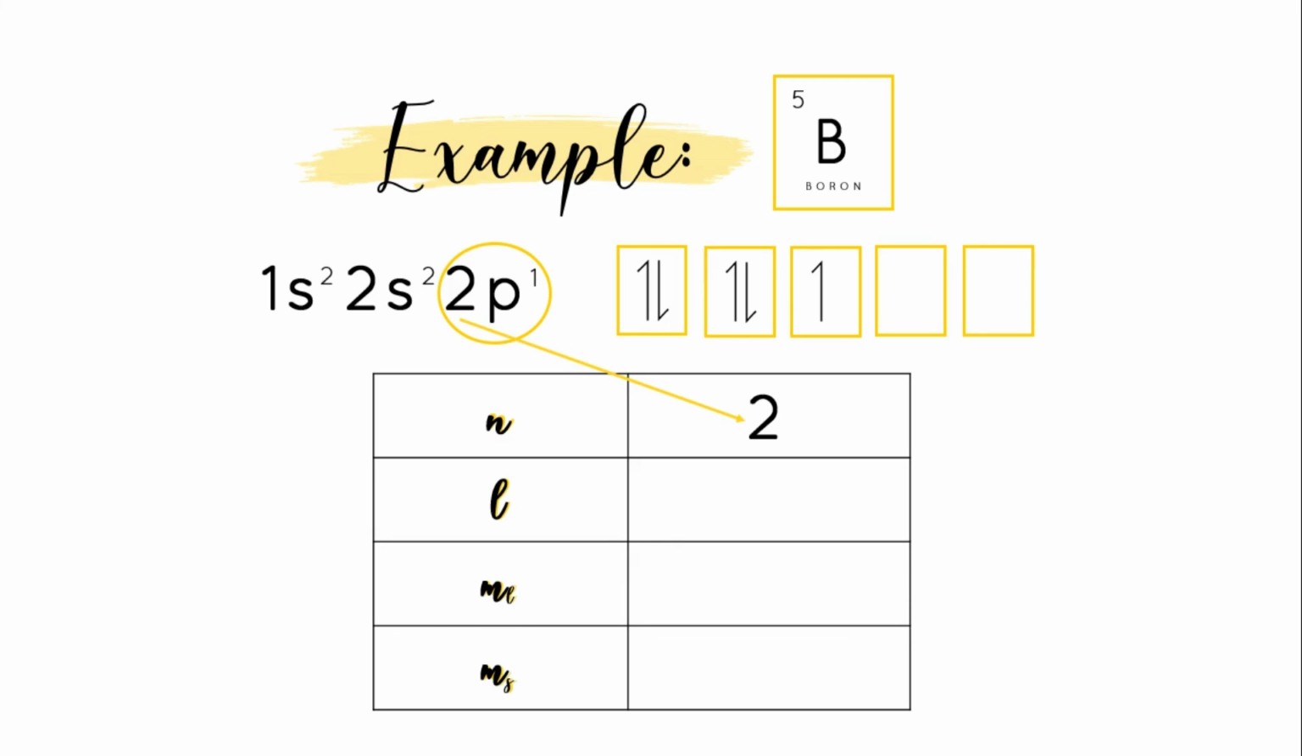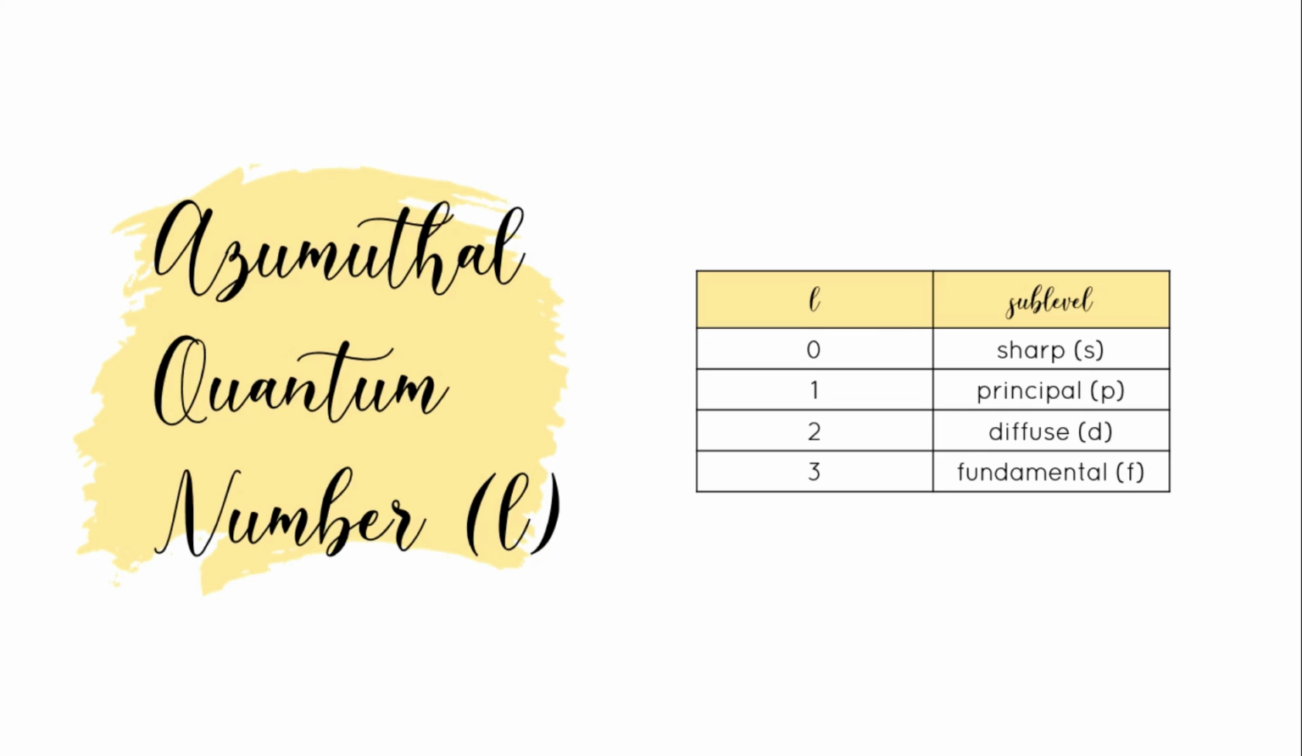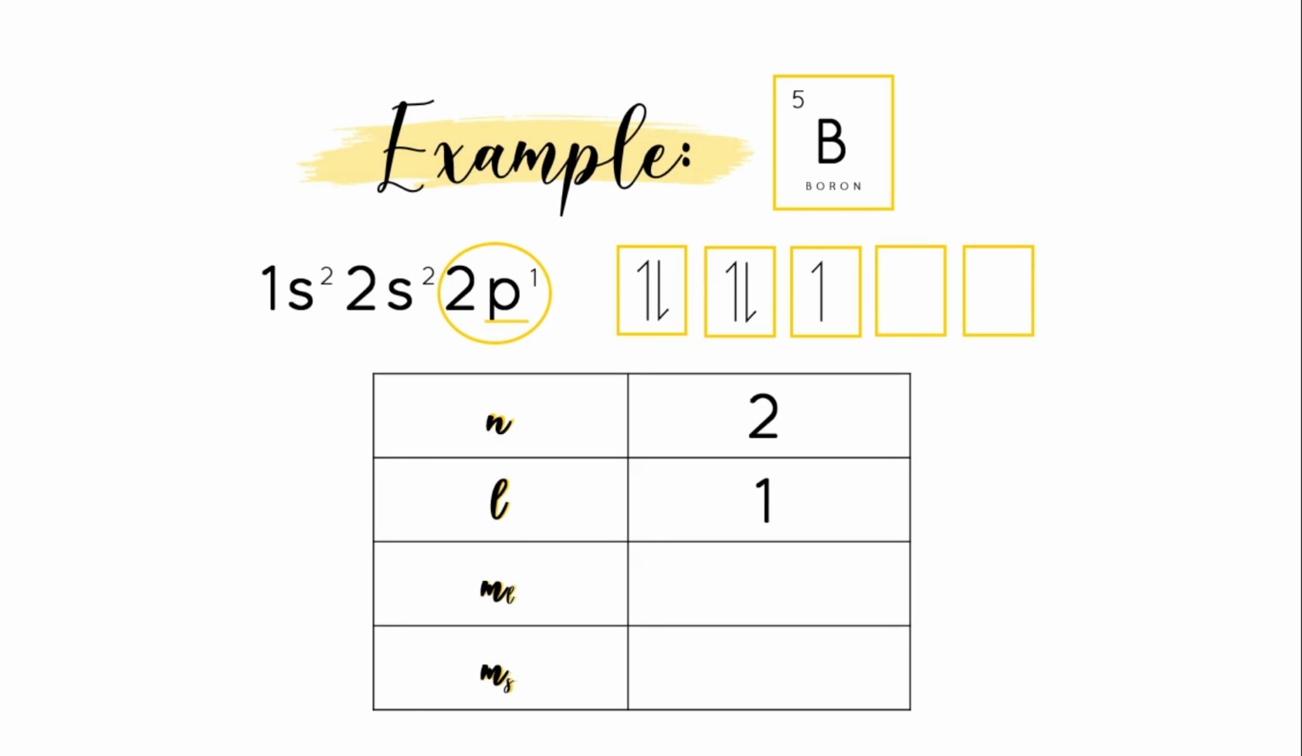Next, we have l, or our azimuthal quantum number. To determine our l, we also need to look at the valence shell and look for the subshell. In this case, our subshell is p. Going back to the table, if the subshell or sublevel is p, therefore our l is 1. So we're going to write 1.